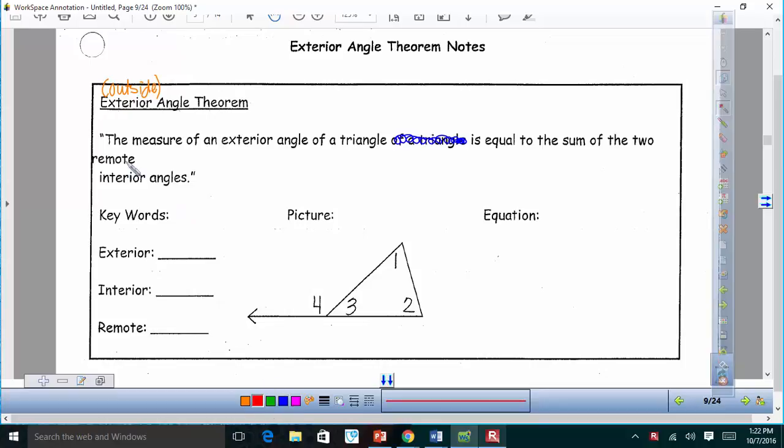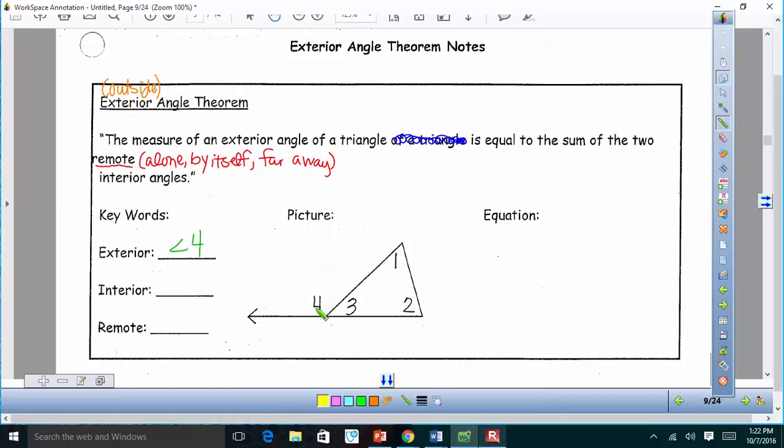Do y'all know what remote means? Okay, alone, by itself, far away, like remote islands, right? Okay, so let's look at labeling each type of angle. Okay, so looking at this picture, which one do you think is an exterior angle? Very good. Angle 4, because it is outside of the triangle.